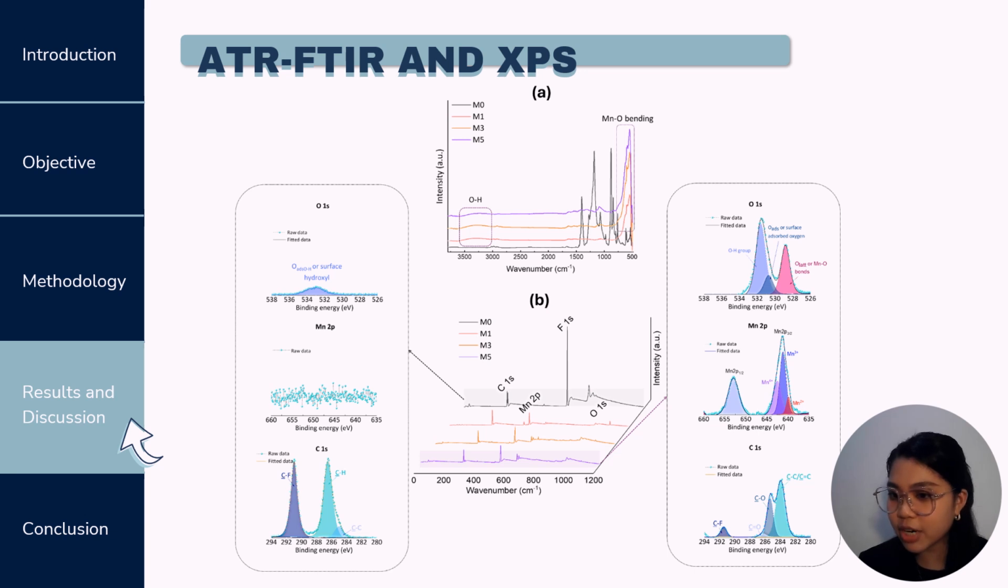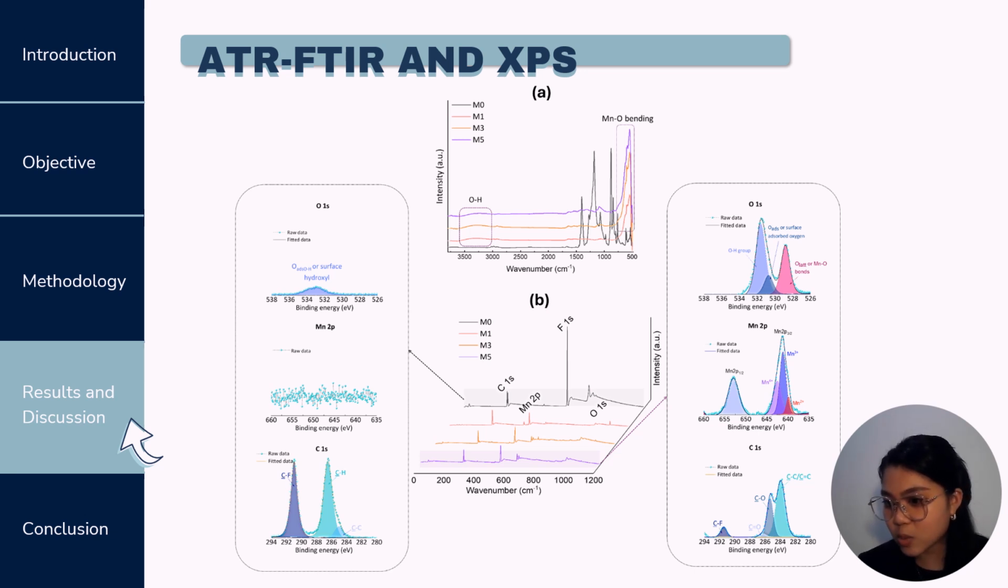For the FTIR at figure A, we can see here the black plot still has the characteristic peaks of the PVDF, but eventually as the concentration increases, the characteristic peaks of this PVDF are being masked. And then the peaks for the MnO2, as we observed earlier on the characterization of δ-MnO2, appeared and tend to increase as we increase the concentration.